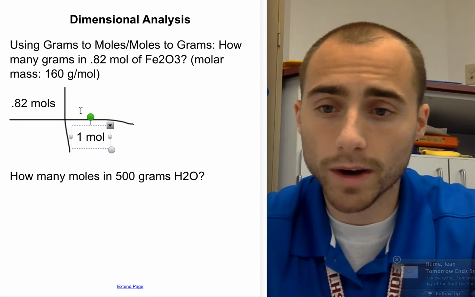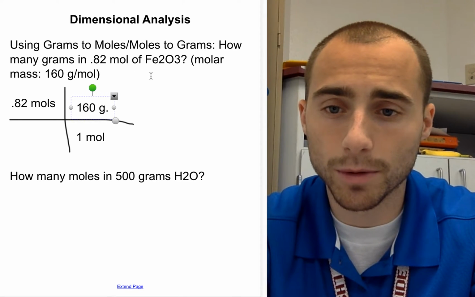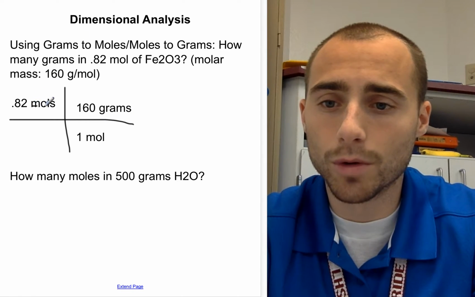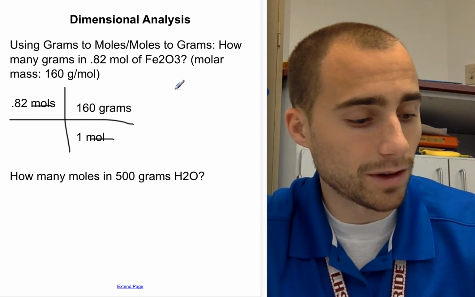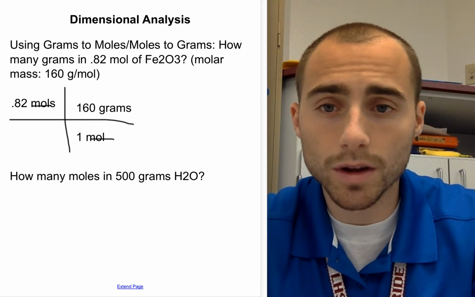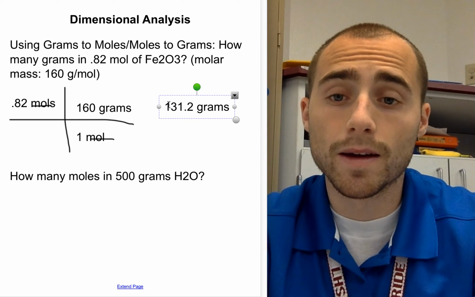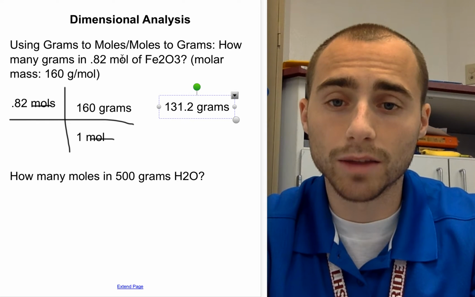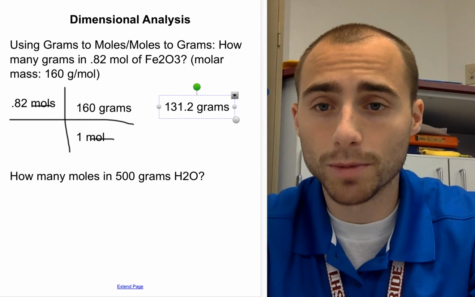So then we have 1 mole right here, and for 1 mole, I give you the molar mass right here, which is 160 grams per mole. 160 grams. So that allows us to cancel out moles, and then all we have to do is multiply 0.82 times 160. 0.82 multiplied by 160, you end up with 131.2 grams of iron oxide. I just gave you the molar mass there, and that's what we were dealing with, iron oxide. So 131.2. You should have gotten that set up from your pink sheet.